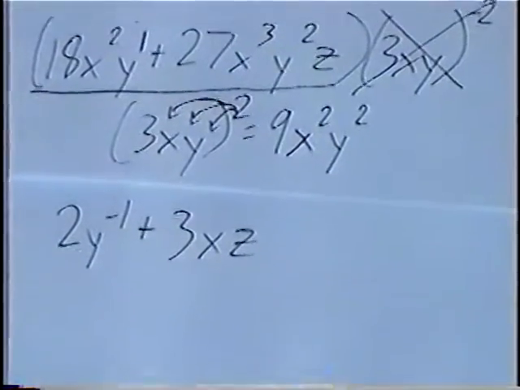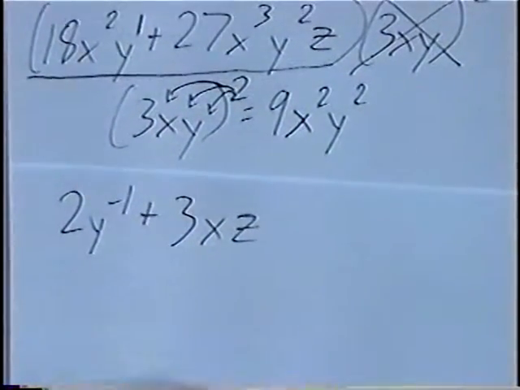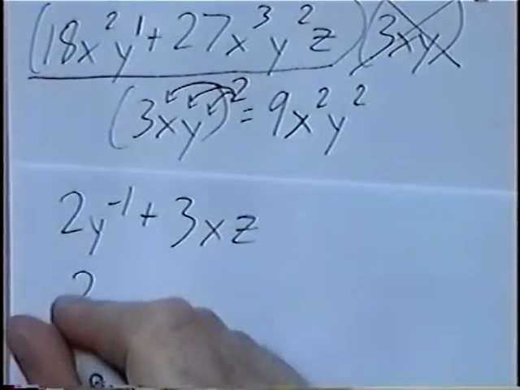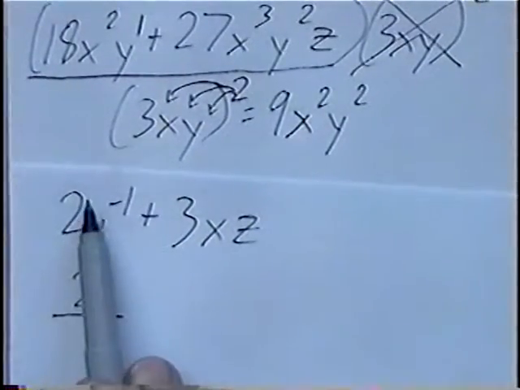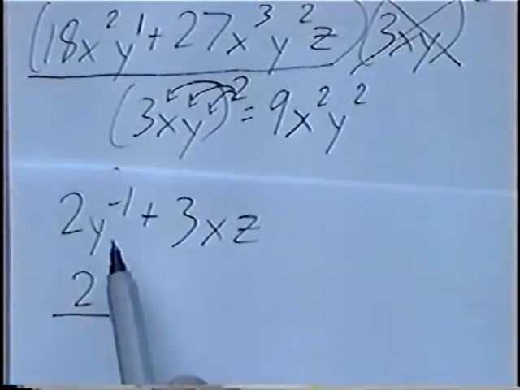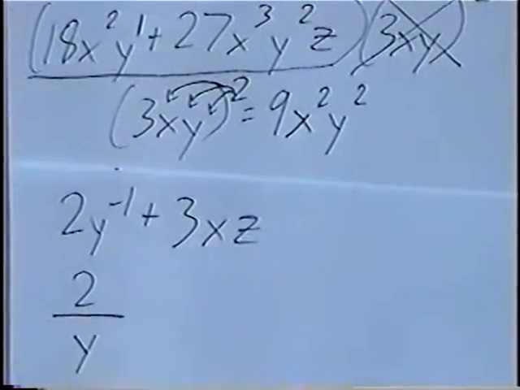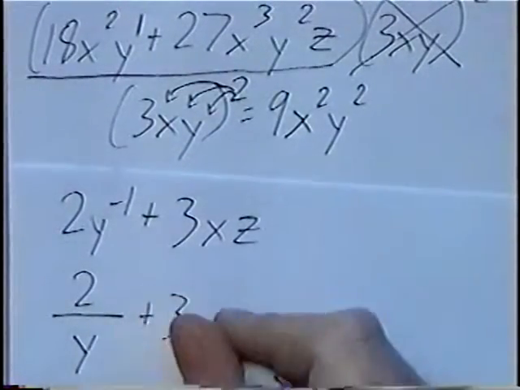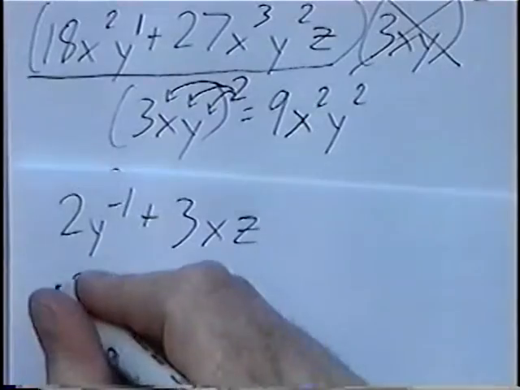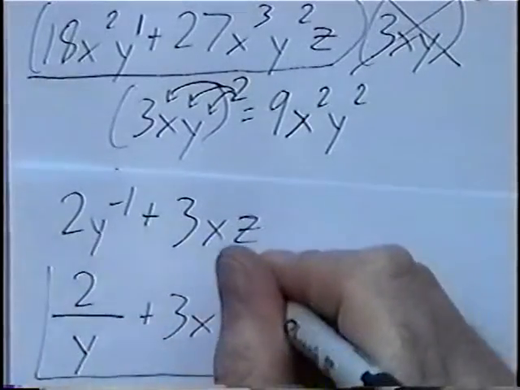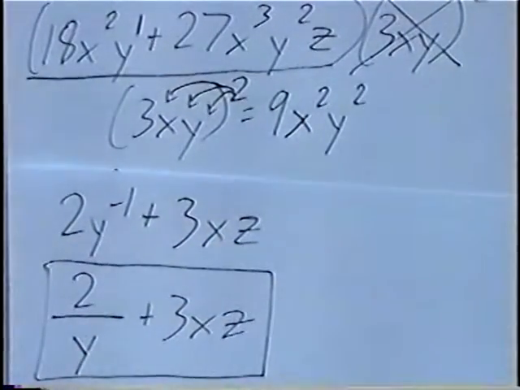Simplifying from here, when we have negative exponents, we can rewrite this using a reciprocal. The 2 would stay the same since it does not have a negative exponent, but y to the negative 1 we can put in the denominator, changing to a positive 1, or we can also leave the 1 off. Plus 3xz would stay the same. So our final answer, 2 over y plus 3xz.